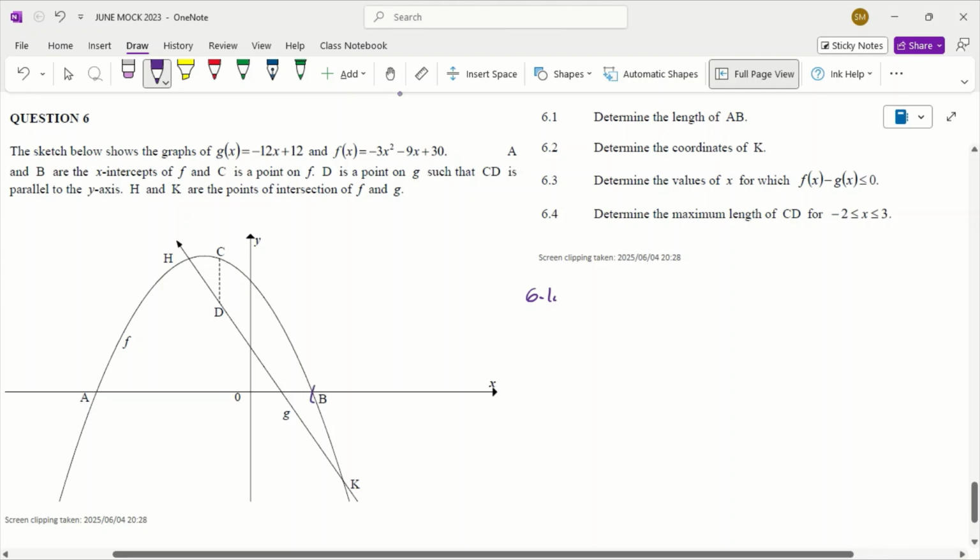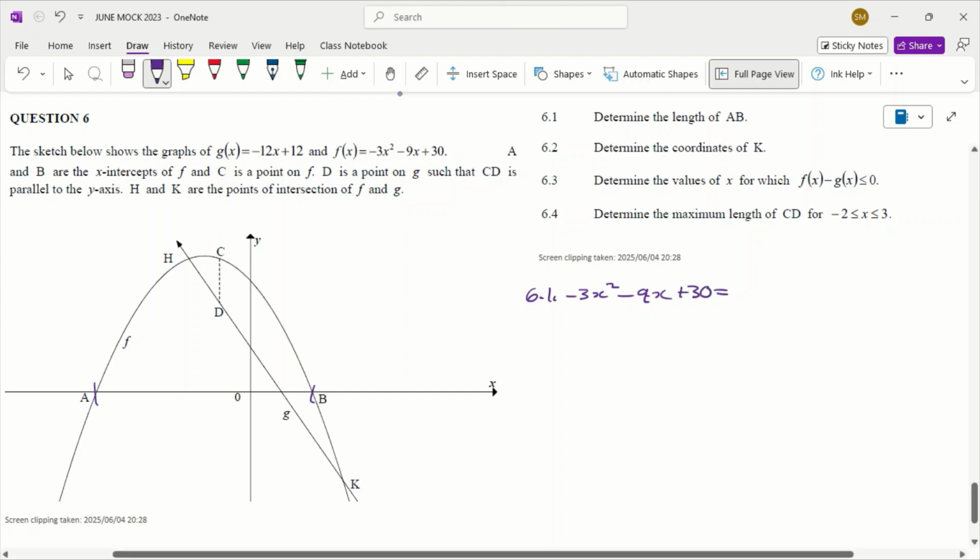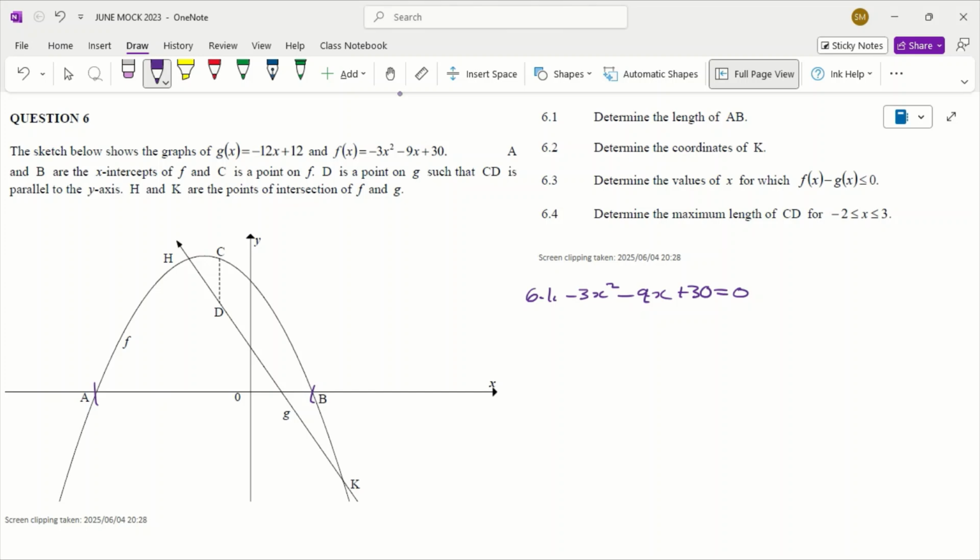So if you factorize this, the common factor is negative 3, so we'll have x squared plus 3x minus 10, which is equal to 0. After taking out the common factor, we can see that the factors are x plus 5 and x minus 2, which is equal to 0. So x is equal to negative 5, or x is equal to 2.